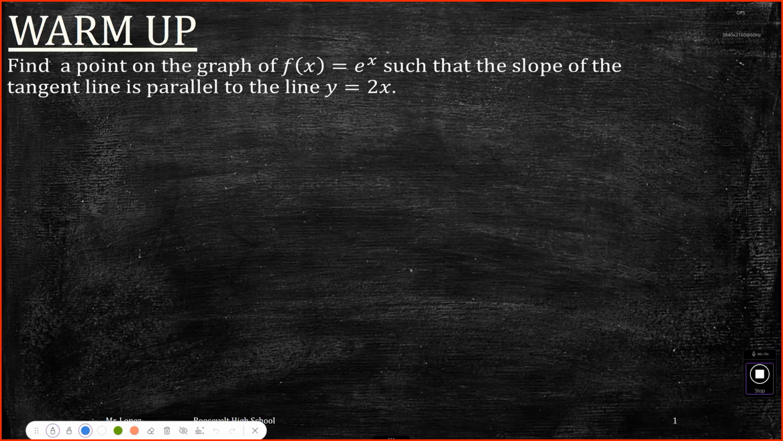Okay, so the warm-up: find a point on the graph of f of x equals e to the x such that the slope of the tangent line is parallel to the line y equals 2x.